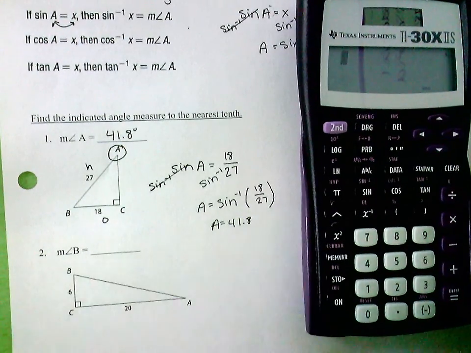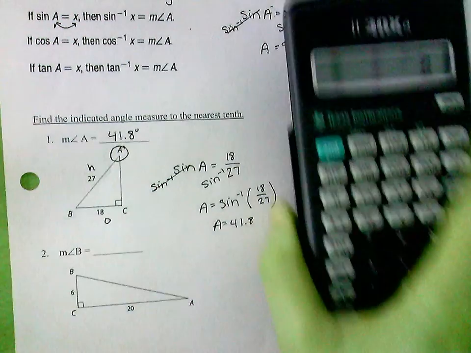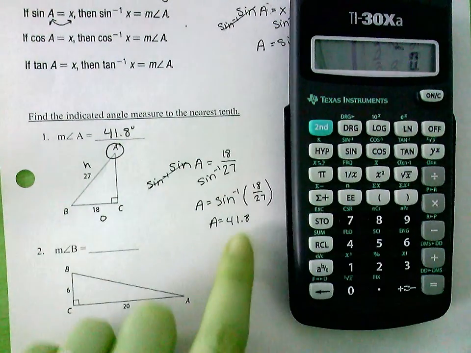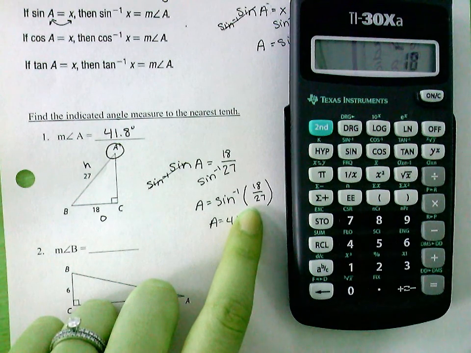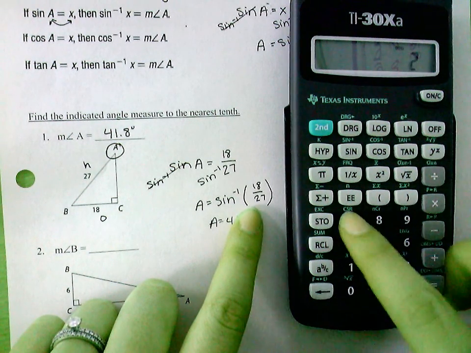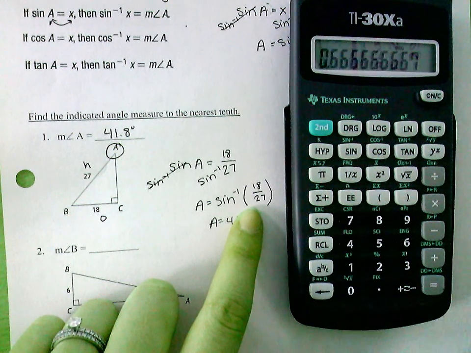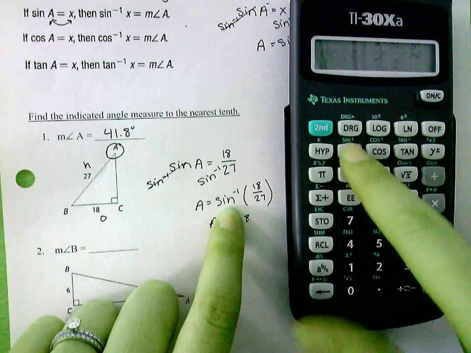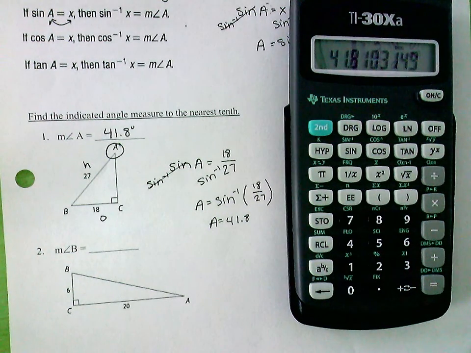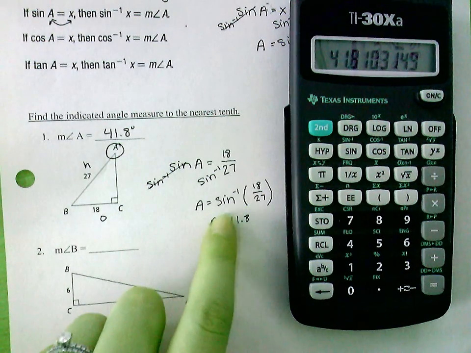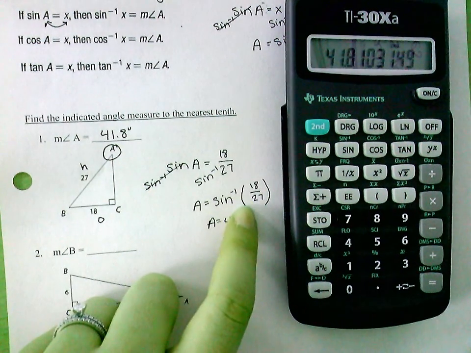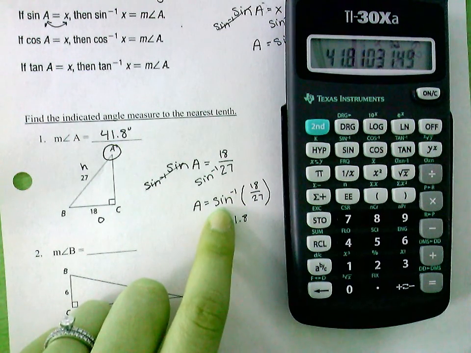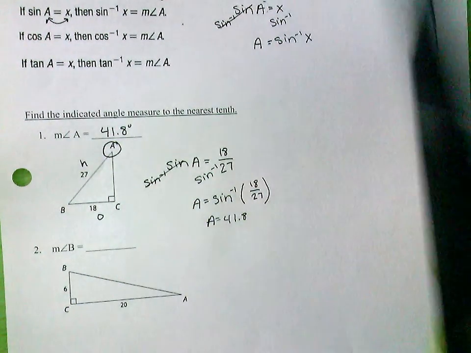Now, if you have a different type of calculator, you're going to first type in your fraction. You have 18 divided by 27. You're going to press equals and get a decimal. Then you're going to press your second button and then your sine button, and you should get your answer. With this type of calculator, you just want to do it backwards. Whatever's in your parentheses, type in first, press equals, and then you can take the sine inverse of that decimal.